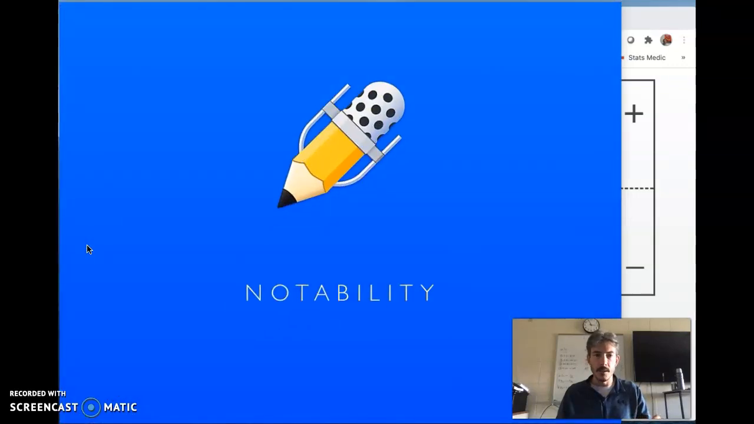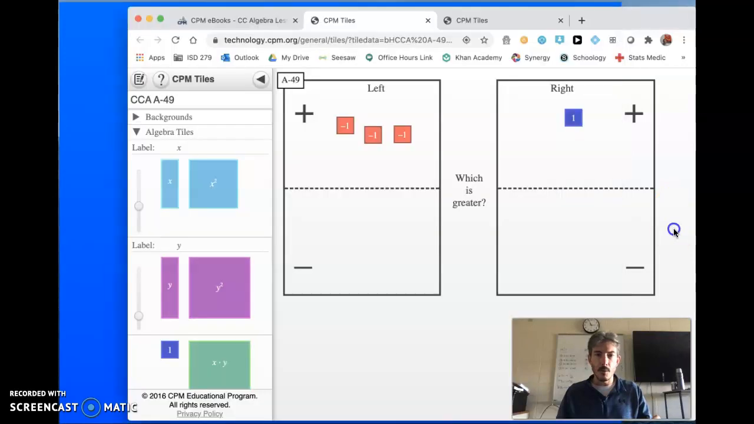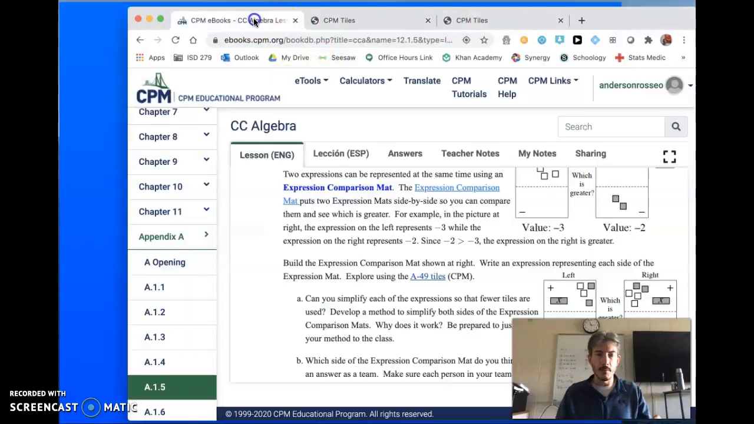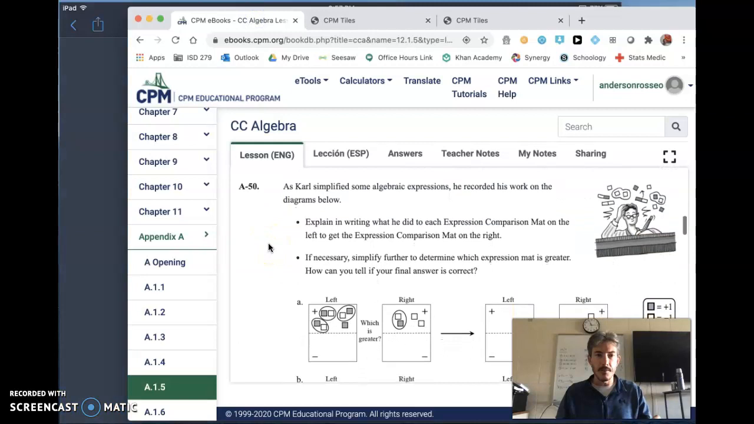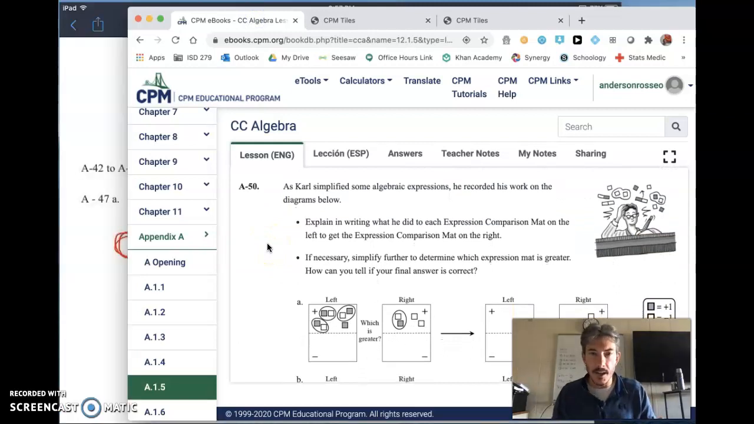I got to reopen this. I'll go to the book while that's opening, and we'll read it from there. All right, let's check out number 50. It says, as Carl simplified some algebraic expressions, he recorded his work on the diagram below.